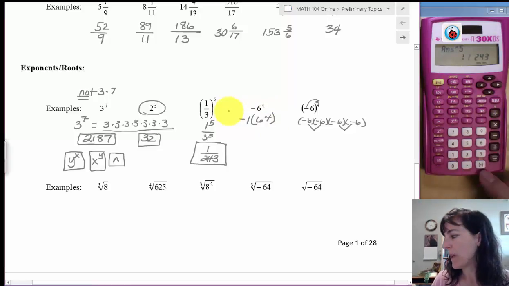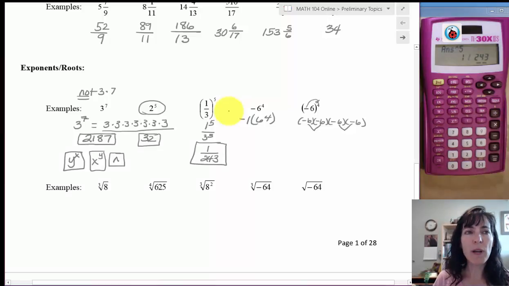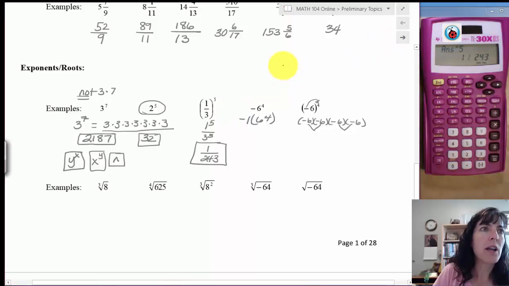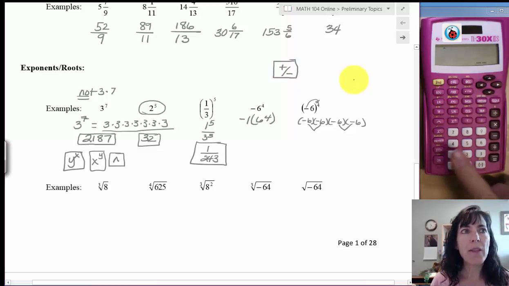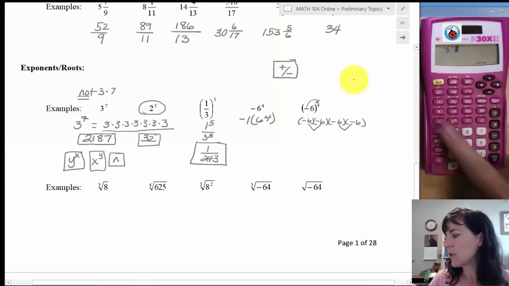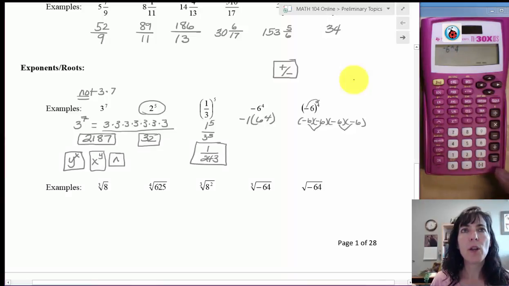So I have to use this button down here to get my negative. You might also, on your calculator, have a plus-negative button like that. And that's the same thing as what I'm about to use. So the negative, and then 6 to the 4th. So it looks pretty much the same as what I have on my paper, and let's try it.